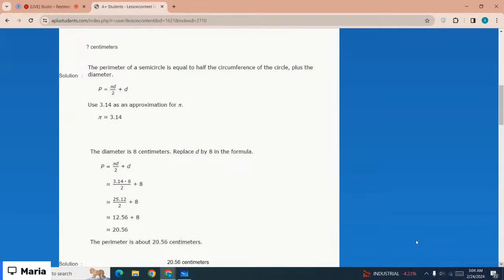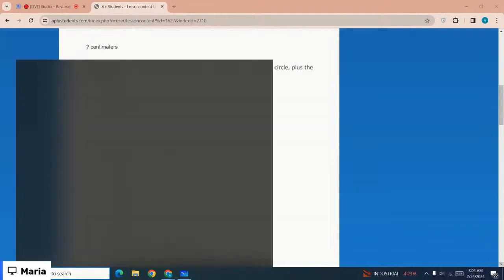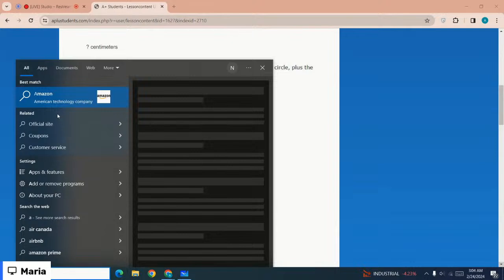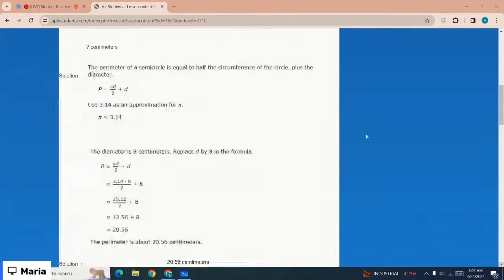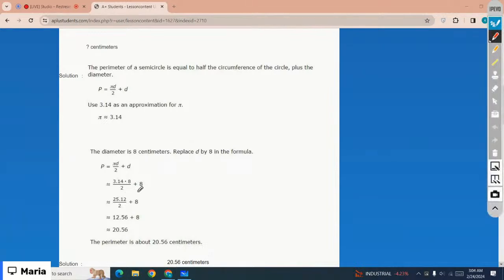You can note down these very important formulas in your notebook. That is, P equals half the circumference plus the diameter, that is P equals pi d over 2 plus d. You are given the diameter, that is 8. Pi d is 3.14 times 8, over 2, plus 8. So the perimeter of the semicircle is 20.56 centimeters.